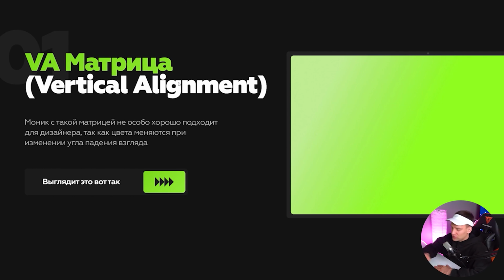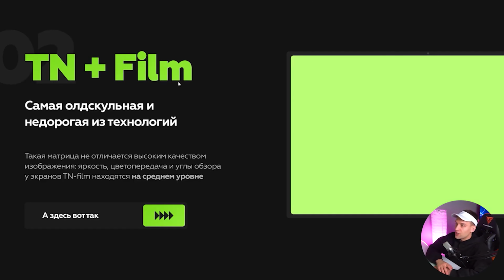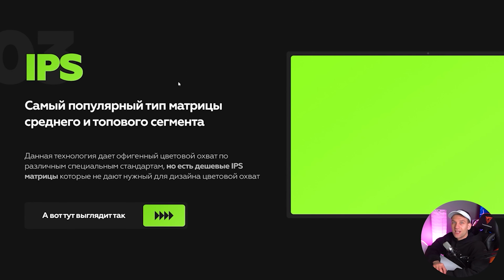Another type of matrix, TN plus film. This is the most old school and inexpensive technology. It's not particularly of the highest quality. Brightness, color reproduction, viewing angle, all of that is, well, mediocre. IPS. I personally have this. This is the most popular type of matrix of the medium and high price points. This technology has got amazing color range by special standards, but there are cheap IPS matrices around which do not give us the color range that we need for design making, so don't even consider a cheap IPS matrix.